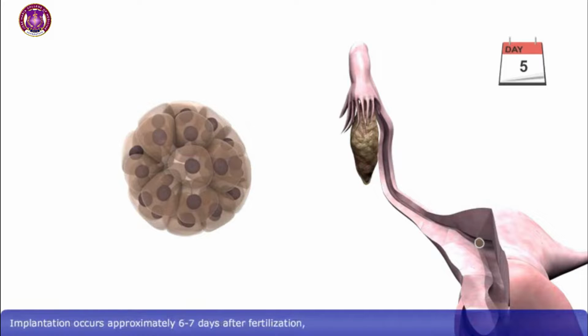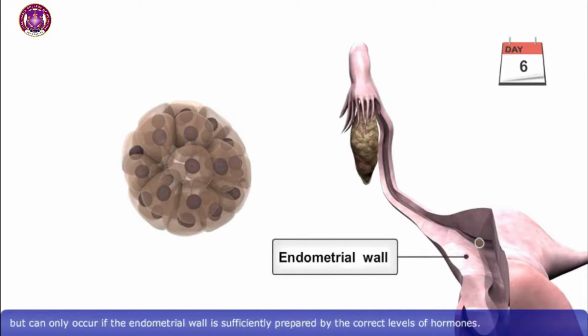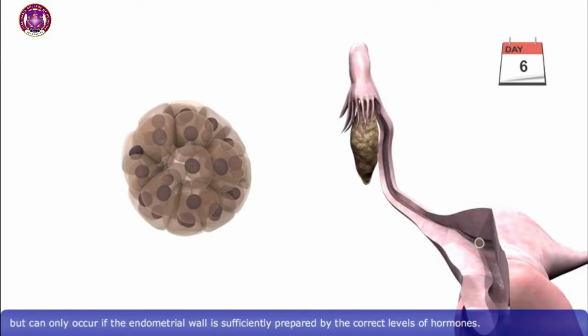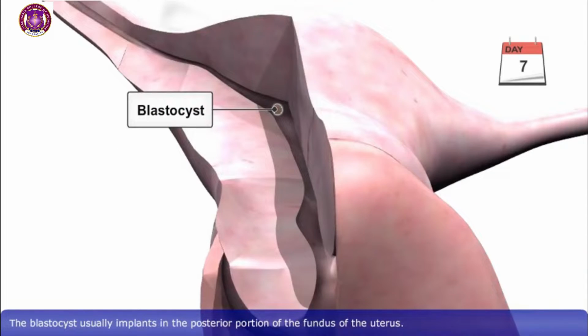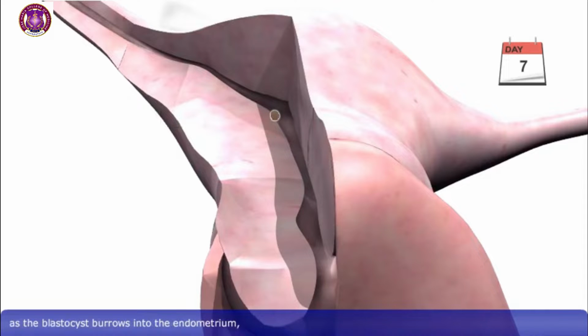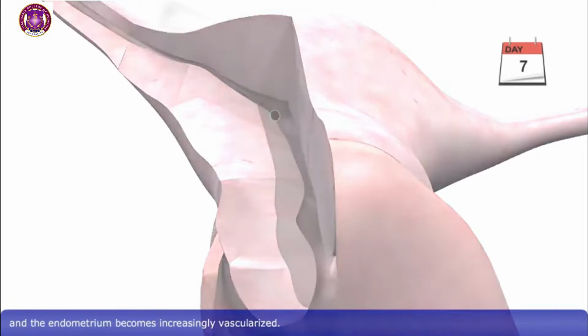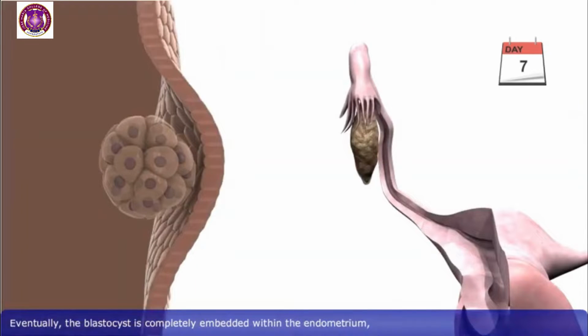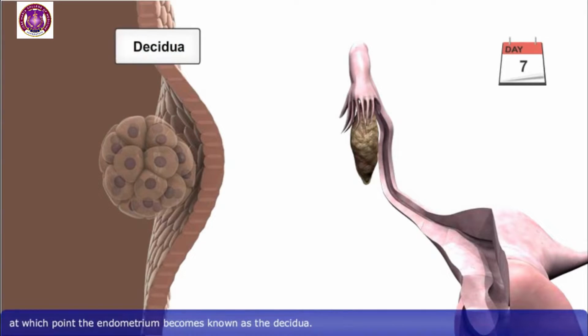Implantation occurs approximately 6 to 7 days after fertilization, but can only occur if the endometrial wall is sufficiently prepared by the correct levels of hormones. The blastocyst usually implants in the posterior portion of the fundus of the uterus. Initially, the blastocyst attaches loosely to the endometrial wall, but this attachment becomes stronger as the blastocyst burrows into the endometrium, and the endometrium becomes increasingly vascularized. Eventually, the blastocyst is completely embedded within the endometrium, at which point the endometrium becomes known as the decidua.